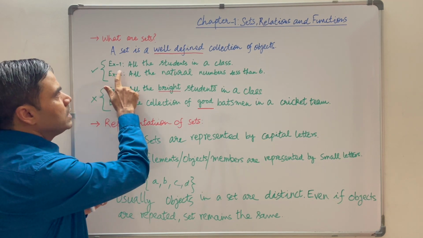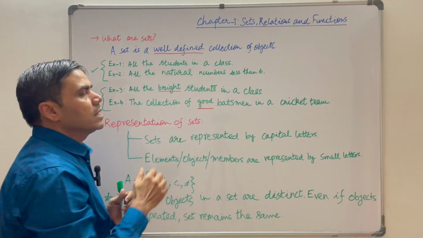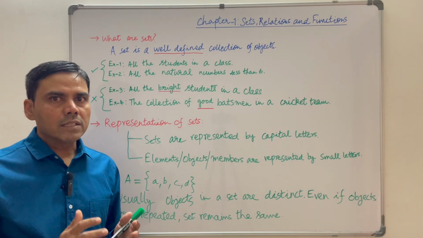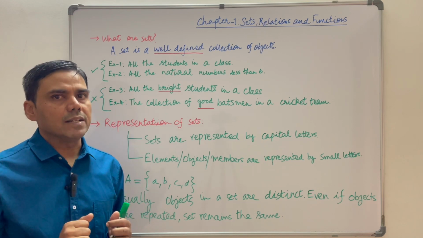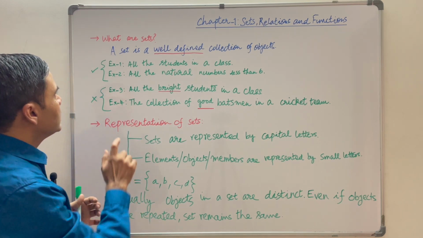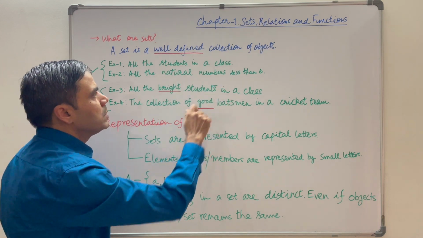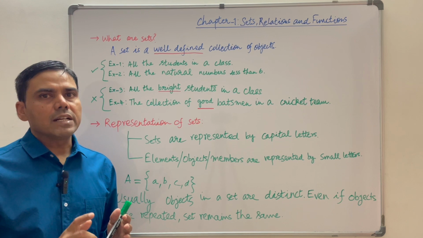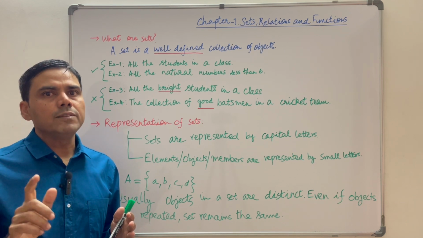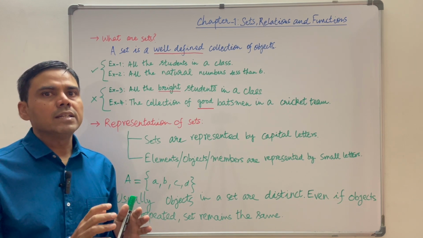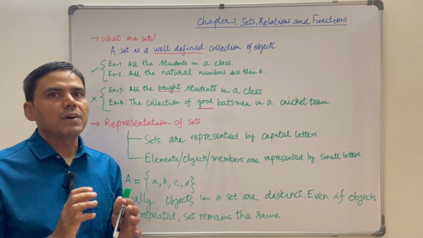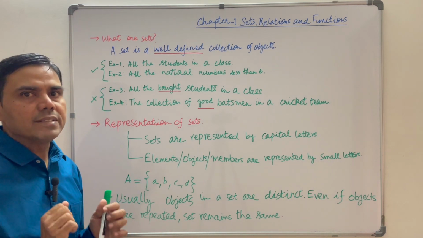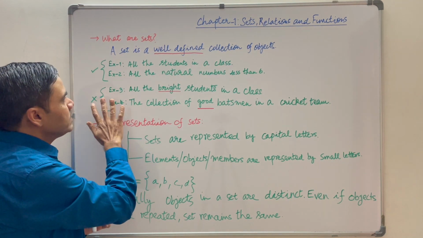The first example is all the students in a class. Suppose there are 30 students in a class. So there are 30 members in that particular set. So it is well defined. Second example is all the natural numbers less than 6. So there will be 5 of them, starting with 1: 1, 2, 3, 4 and 5. So in that set there will be 5 members or 5 elements. So these two statements are well defined. They form a set.